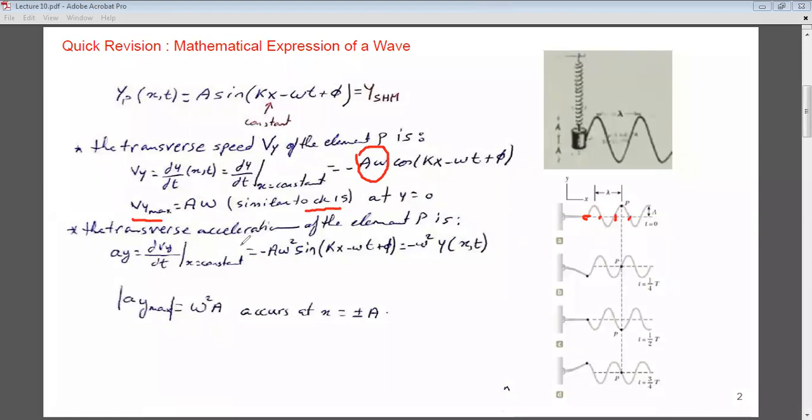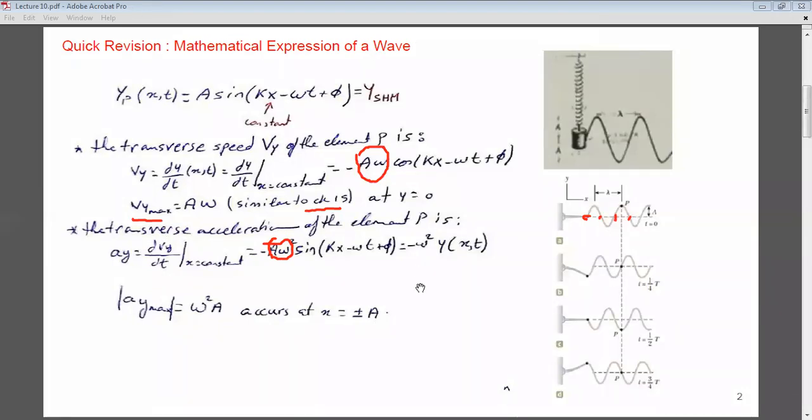Now, the transverse acceleration Ay is del Vy by del t, or del 2y by del t squared, equal to minus a omega squared sine (kx minus omega t plus phi). This a omega squared is nothing but Ay maximum, and it happens at maximum and minimum positions.